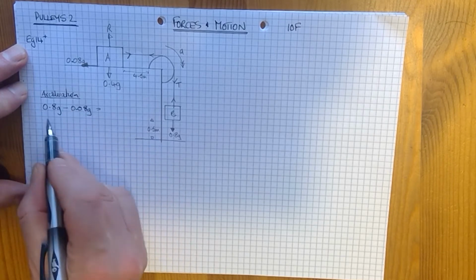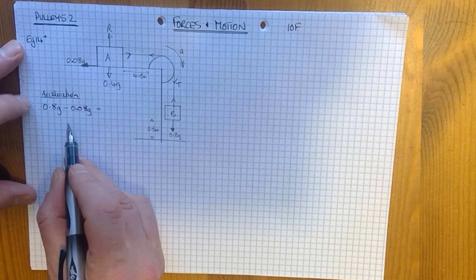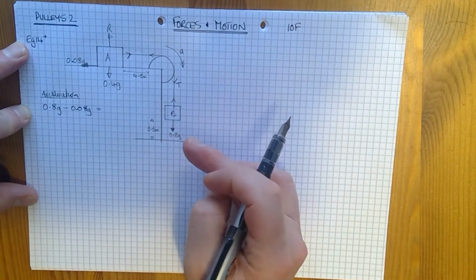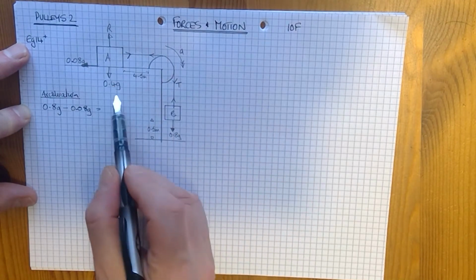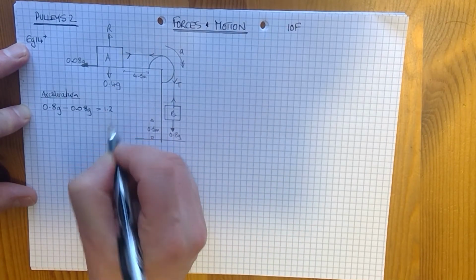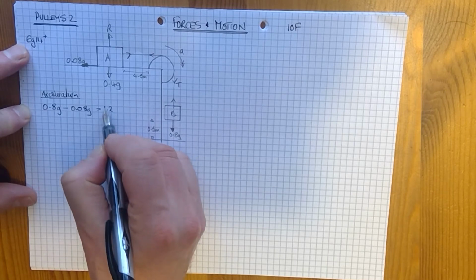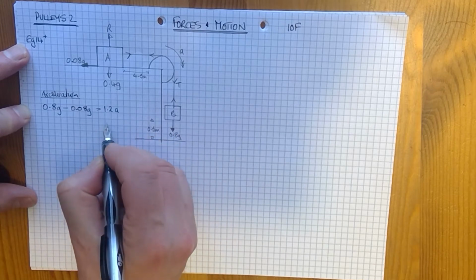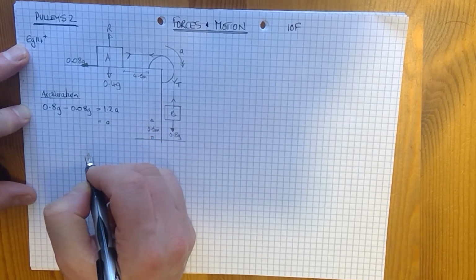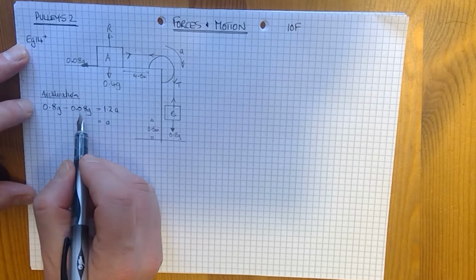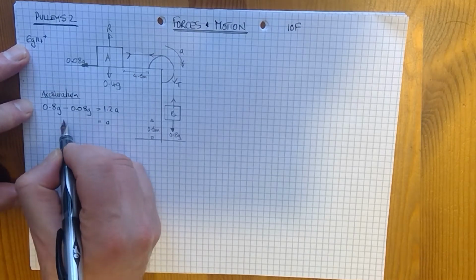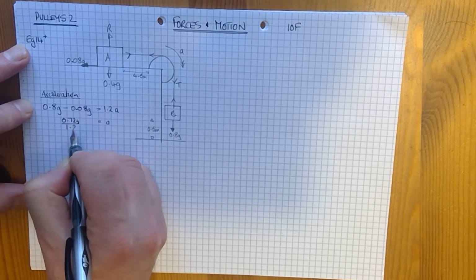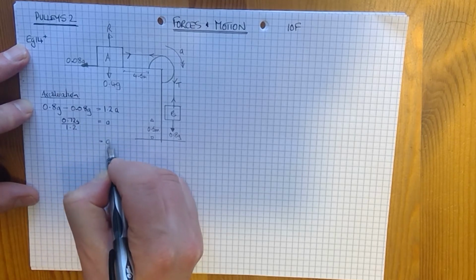So the total of that is my resultant force, and the resultant force is making this total mass of 1.2 kilograms accelerate at a. Just rearranging, 0.8 g minus 0.08 g is 0.72 g, divided by 1.2 will give us the acceleration.